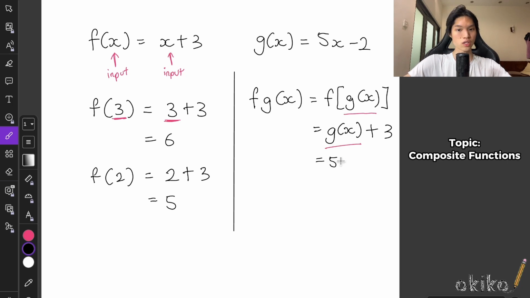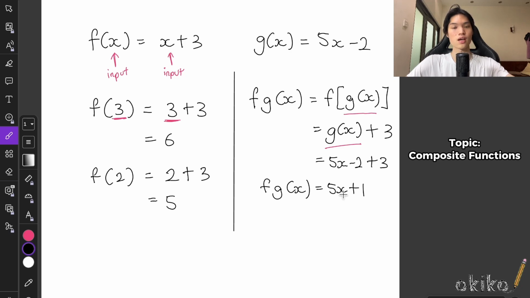So swap out g(x) for 5x minus 2, and now you're looking at 5x minus 2 plus 3. You can add the two numbers together. Negative 2 plus 3 is positive 1, so that's a plus 1. And that is your expression for f(g(x)). That's how you get a composite function. You are just putting another function as the input of another function. All right, or you're taking one function and putting it as the input of another.